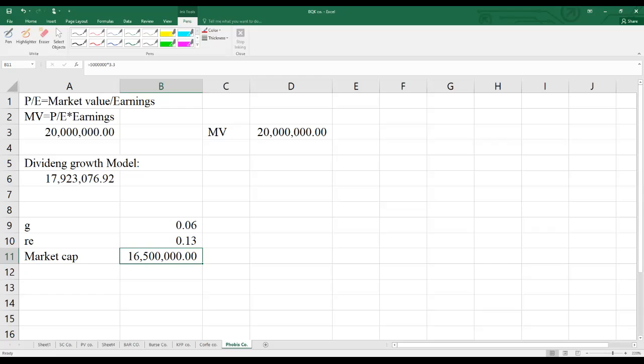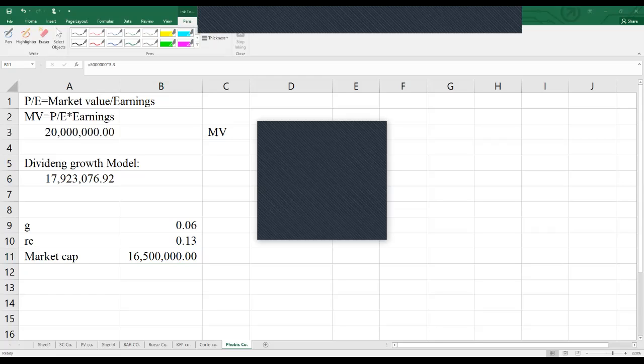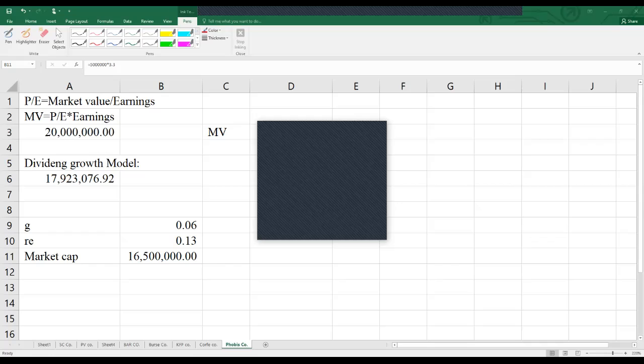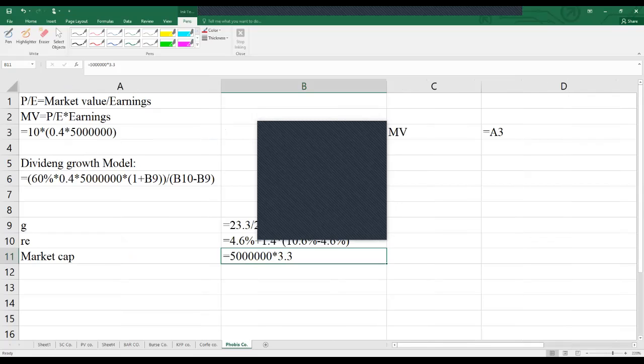Clear? Sakina, that's clear? Yes, please can you show the formula? The formula, okay. Yeah, those are there. There you go.